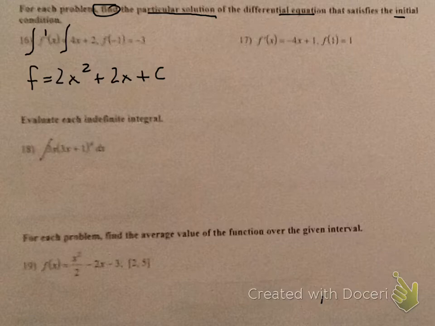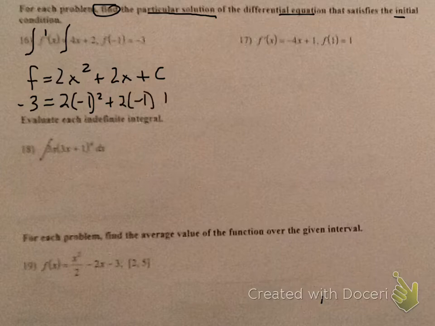The particular solution would be if you plug in f of negative 1, you get negative 3. And then we solve for c. So this is 2 minus 2, which is 0, so c is negative 3. And your final answer would be to write the function and put in your c value of negative 3. And then that is your equation. That's the initial condition satisfied. Going to the next one.